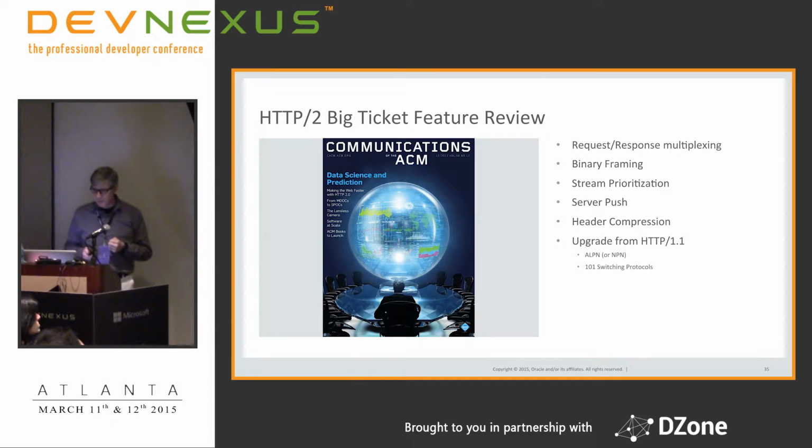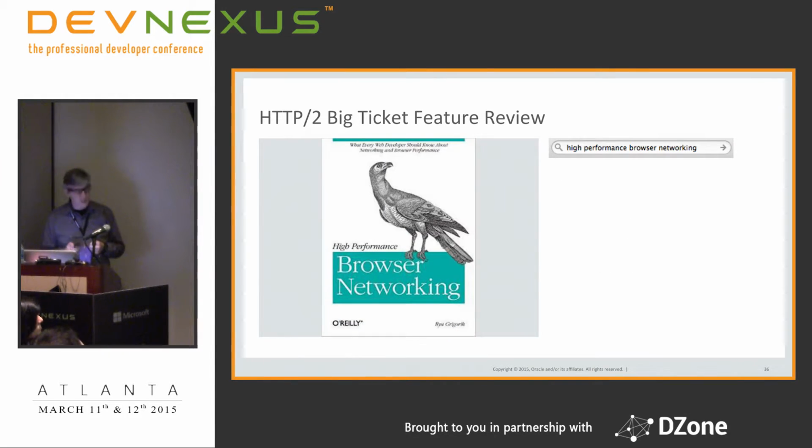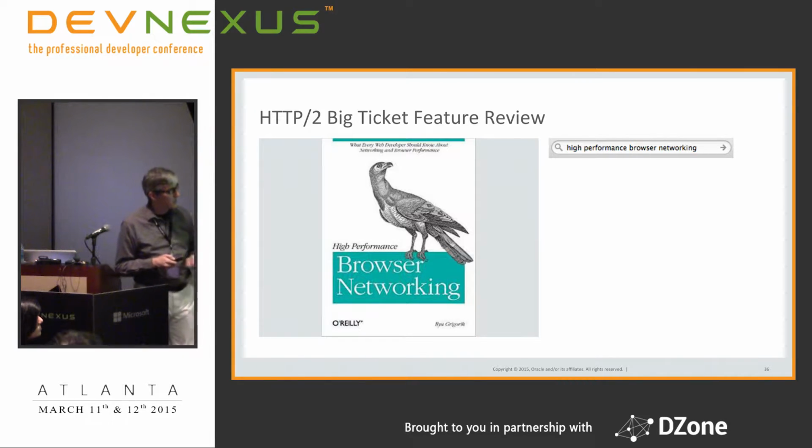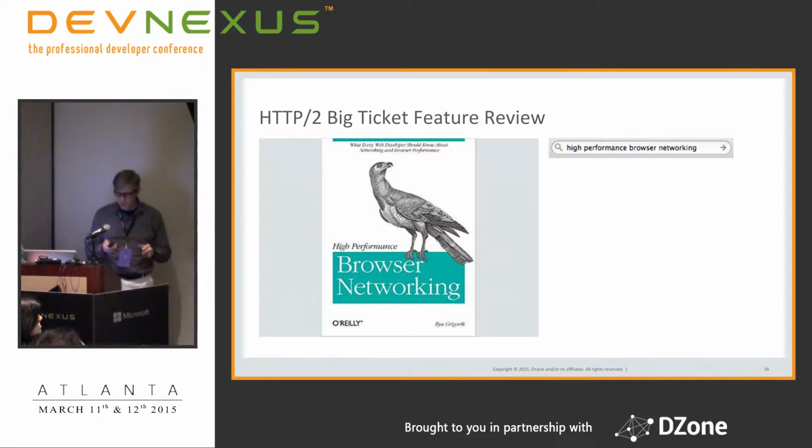However, another option for getting the same data is this nice book by the same author of that article in the Communications of the ACM magazine, Ilya Grigorik. He's a developer advocate at Google, and he works with the team that was doing the HTTP 2 spec at the IETF, that is. You can find a free online copy of this book by searching for High Performance Browser Networking. So it's a very good read.